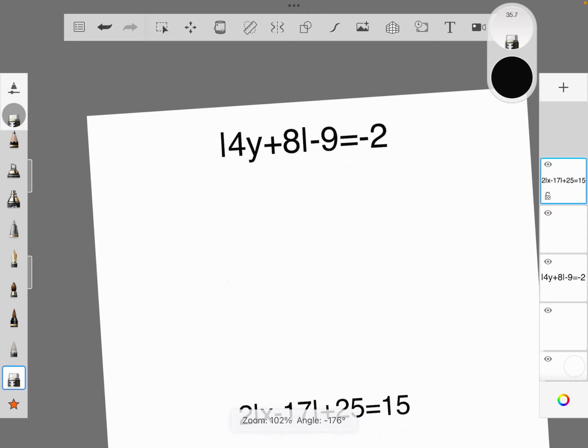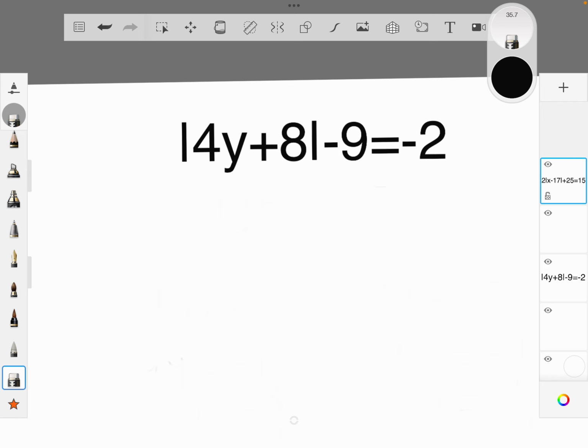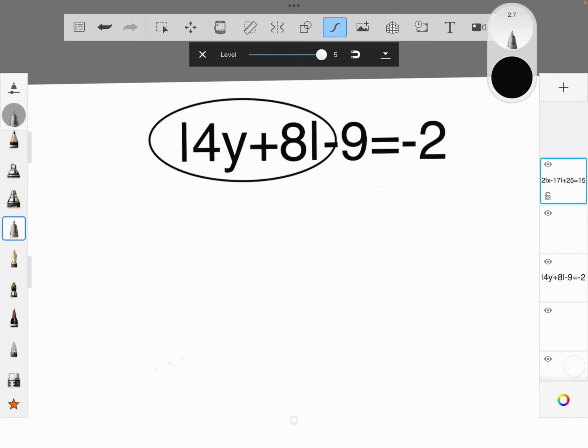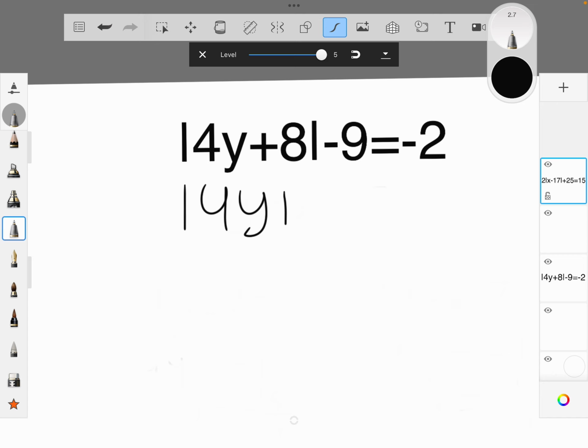The first thing you want to do is just solve like a normal algebraic equation. But you want to make sure that you leave this part of the equation by itself, and don't do anything to it. So, as you can see, the absolute value of 4y plus 8 equals negative 2 plus 9, so that would equal 7.